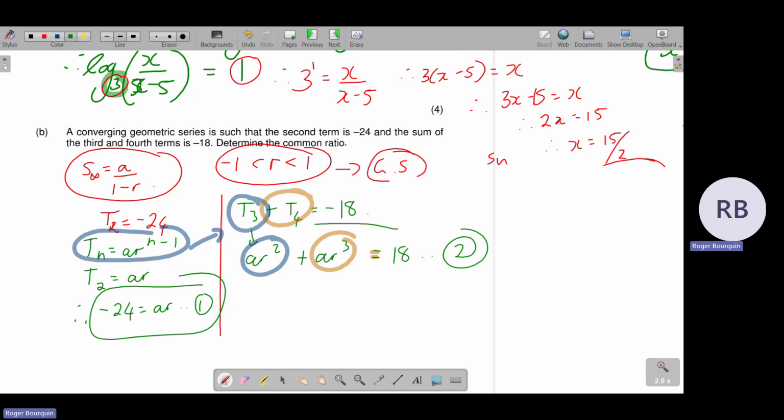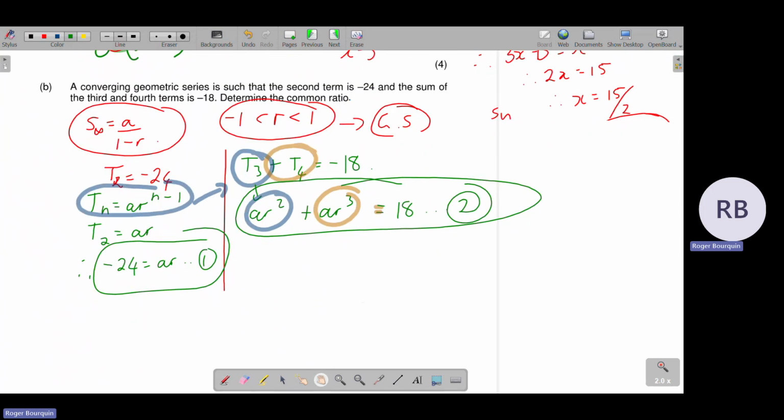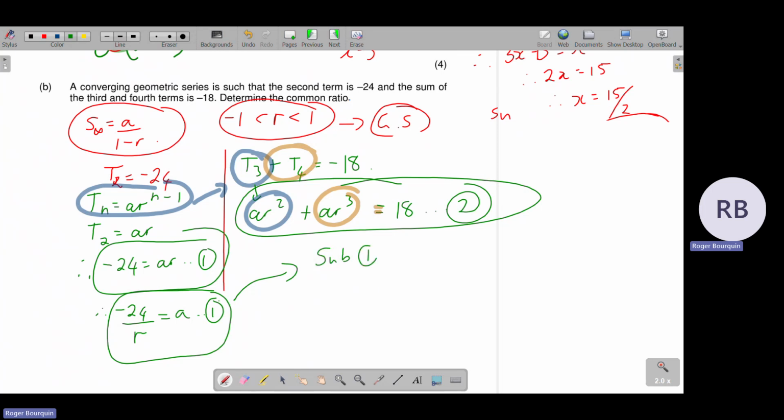So I've got two equations with two variables. How am I going to solve those? Simultaneously, right? So you can either get A on its own, or we can get R on its own. I would get A on its own, because then things are going to cancel. So from 1, what's A equal to? A is equal to -24 over R. That's still equation 1. Okay, so what am I going to do now? I'm going to sub 1 into 2.